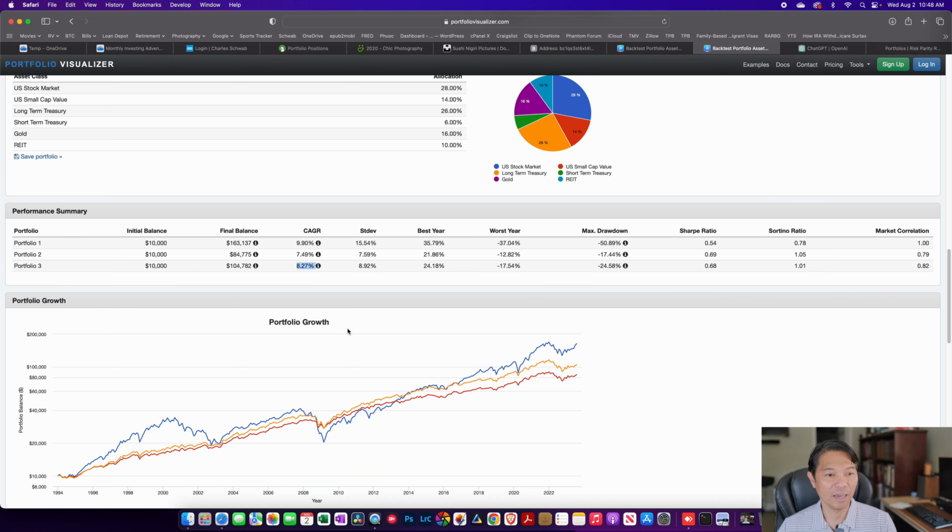What I want to draw your eyes to, though, is this column right here that's called the standard deviation. This is a substitute for risk. It's not exactly risk, but it's a good measure of it.